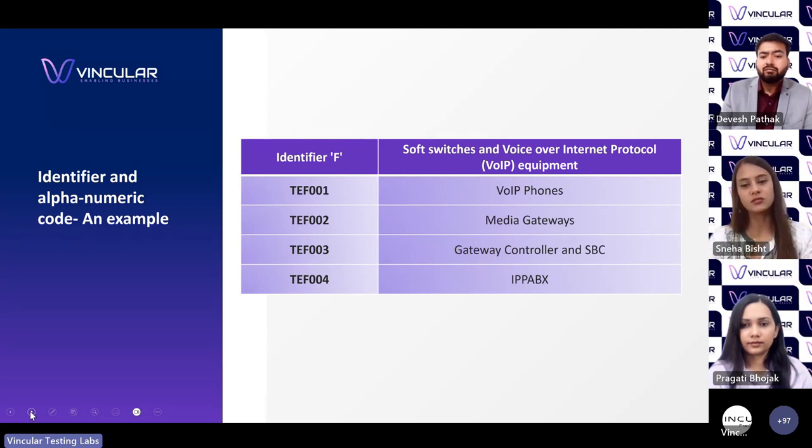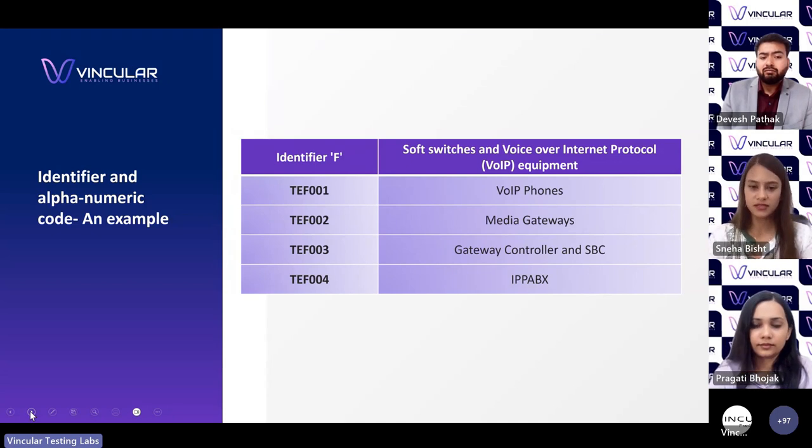gateway controller products, session border controllers, Ethernet switches, and IP/PAVX, to name a few. The annexure also contains an additional alphanumeric code or an identifier for these telecom products. This alphanumeric code or identifier must now additionally be declared in the bill of entry by the importer starting from 1st April 2023 in order to bring clarity among the stakeholders towards the devices being imported. An example of this is present on the screen, where media gateways are classified under the identifier F, which covers the product category soft switches and VoIP equipment, and it has the alphanumeric identifier TEF002.